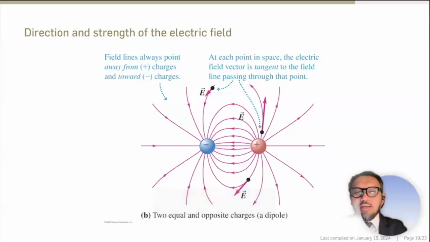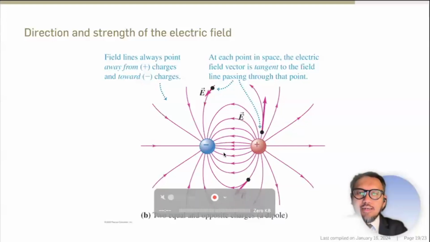Okay, and I hope you remember what this system is. This is a dipole. So if you have minus and positive, then the field looks like this. And there are many dipoles in chemistry, in biochemistry, and biology.